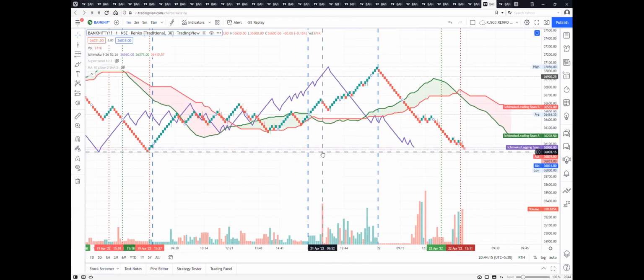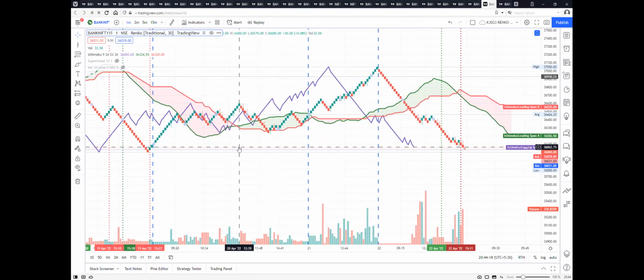Okay, these are the basic Ichimoku concepts, and you have to understand a couple of basic rules for this Ichimoku trading strategy, and I will be explaining that.